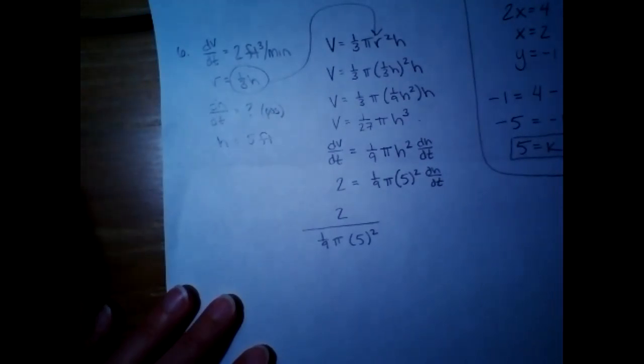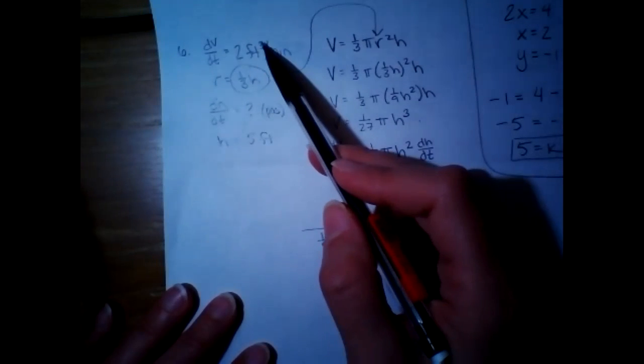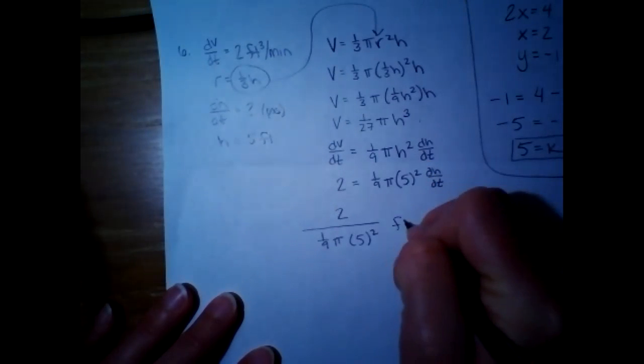Last thing we just need are units, and it is going to be feet per minute. The cubed was because this was volume. We just found a rate for the height, so it will just be feet per minute.